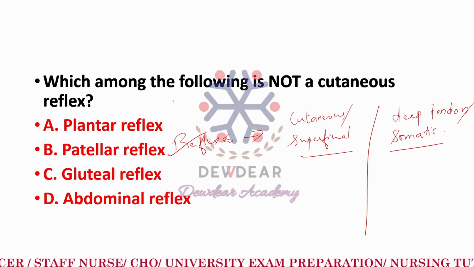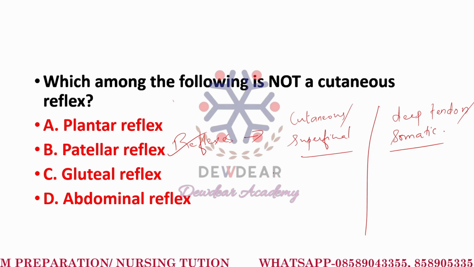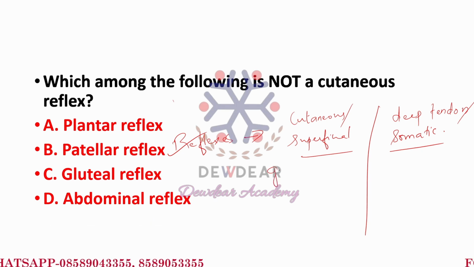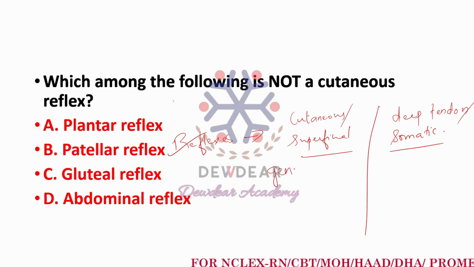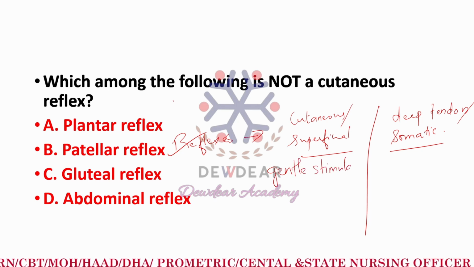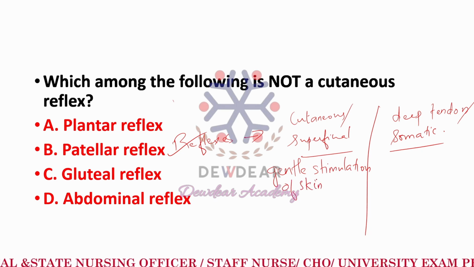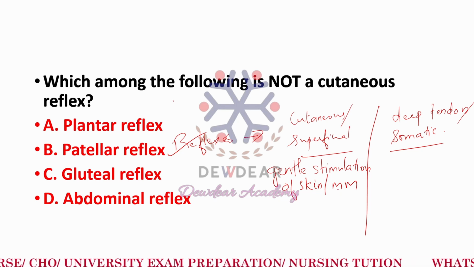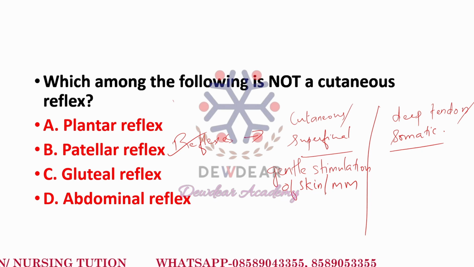So what are superficial reflexes or cutaneous reflexes? These are the reflexes which are elicited by gentle stimulation of the skin. If we stimulate the skin or the mucous membrane gently, that causes the cutaneous or superficial reflexes, resulting in a motor response from the underlying muscles. So that is the cutaneous reflex.